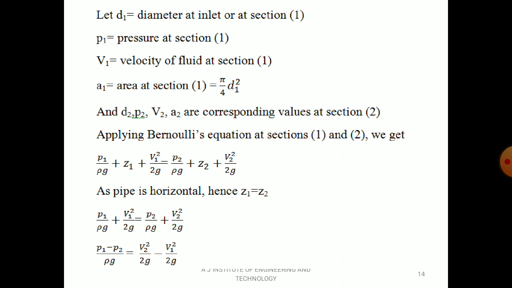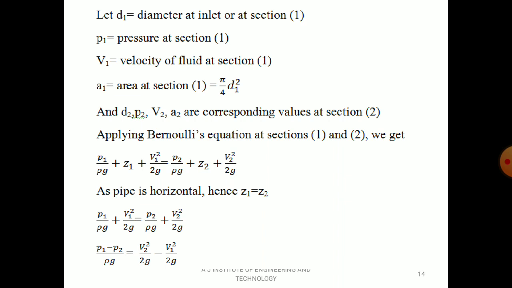Now applying Bernoulli's equation at sections 1 and 2, we get, for the ideal case, P1 divided by rho g plus Z1 plus V1 square divided by 2g equal to P2 divided by rho g plus Z2 plus V2 square divided by 2g. As the pipe is horizontal, the distance from the center of the pipe to the datum is the same. So Z1 equal to Z2, and Z2 minus Z1 becomes 0.